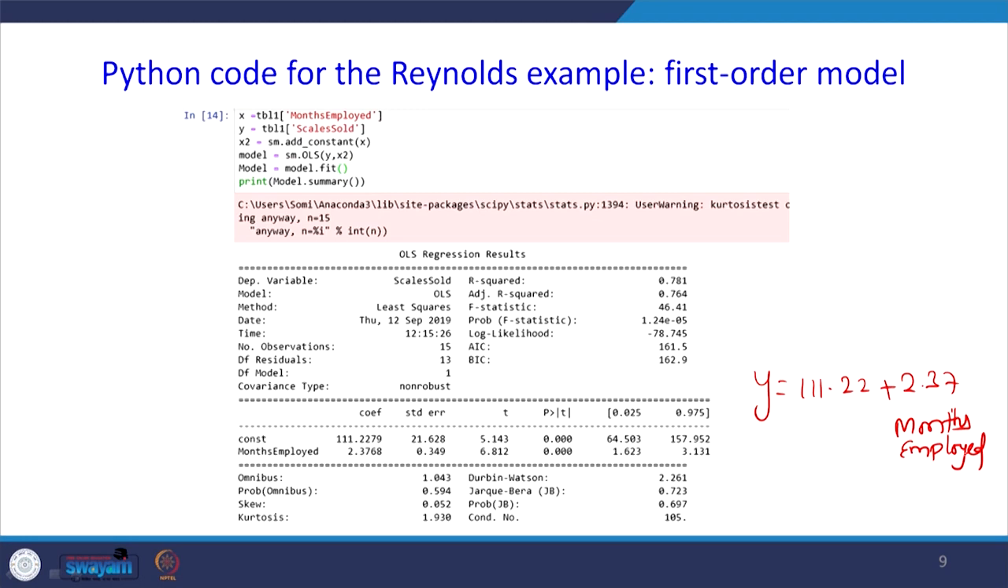We will test the significance of the model. First we will look at the F statistic and the corresponding p value. Here the p value is 1.24 times 10 to the power minus 5, very low. As a whole, this model is significant. Then look at the significance of individual variables. Months employed is the independent variable. When I look at the p value, this is also less than 0.05. So, we can say months employed is a significant variable.